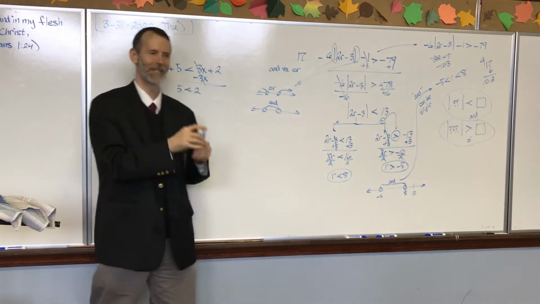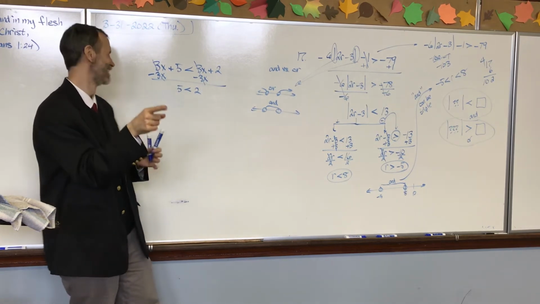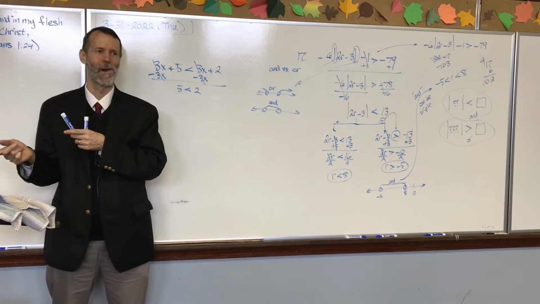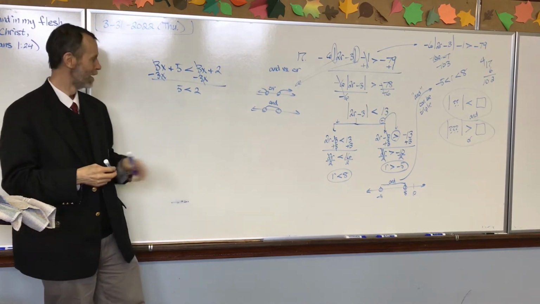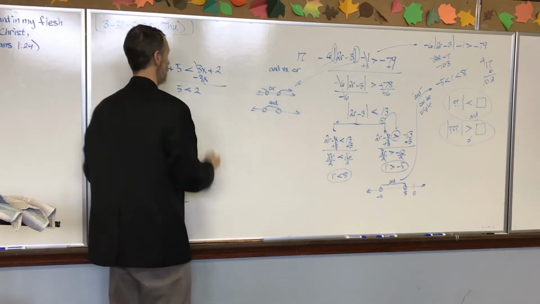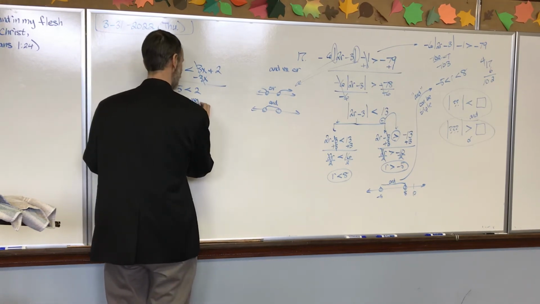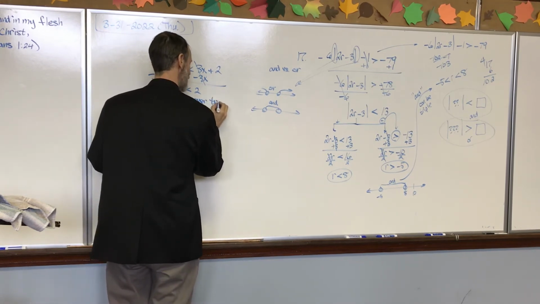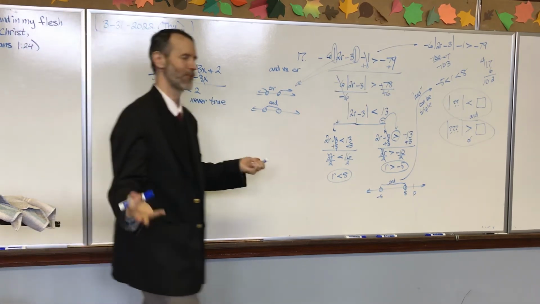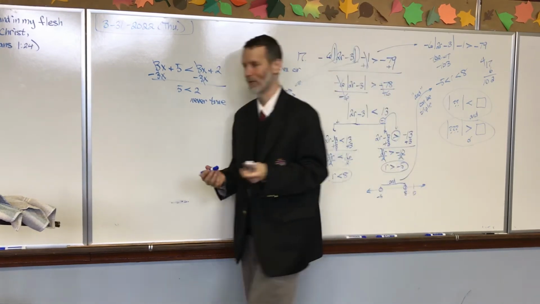No. How often is it less than 2? Never. So if it's never true, what kind of solution are we talking about? No solution. That's the work I need. If you basically say it solves to 5 is less than 2, that's never true. That's all the work I need. If it's never true, then no solutions will work. If it's always true, then all solutions will work, all real numbers will work.